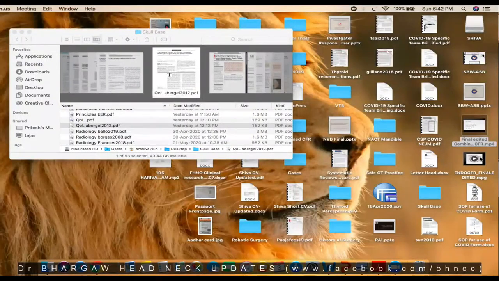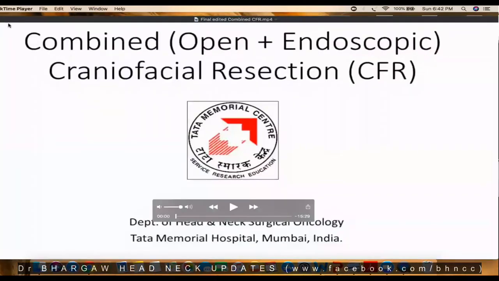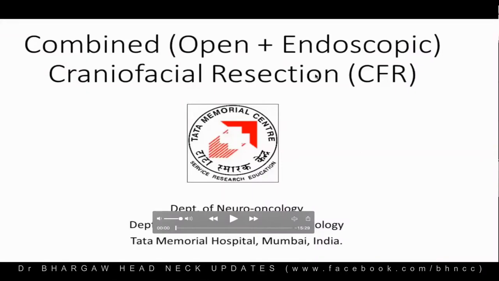First question is from Dr. Vijayadharan sir, Shivakumar. What is the maximum depth of the defect that we can use the nasoseptal flap for reconstruction?